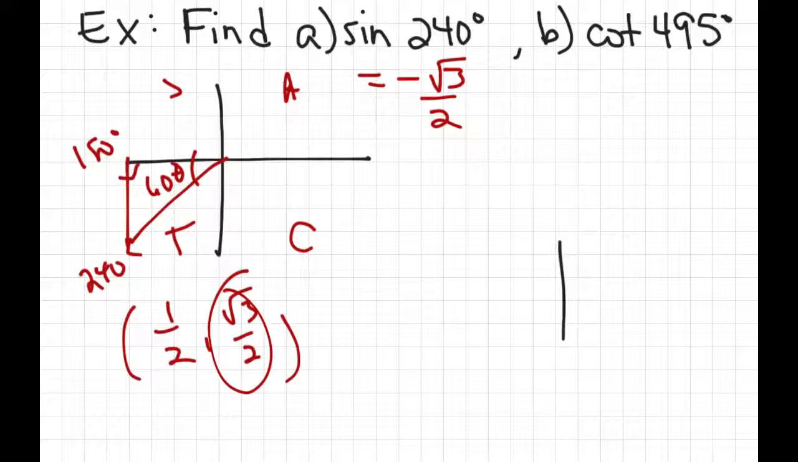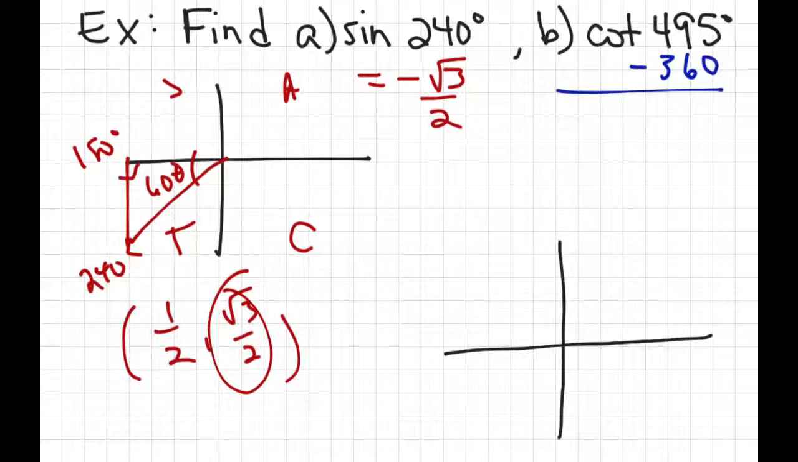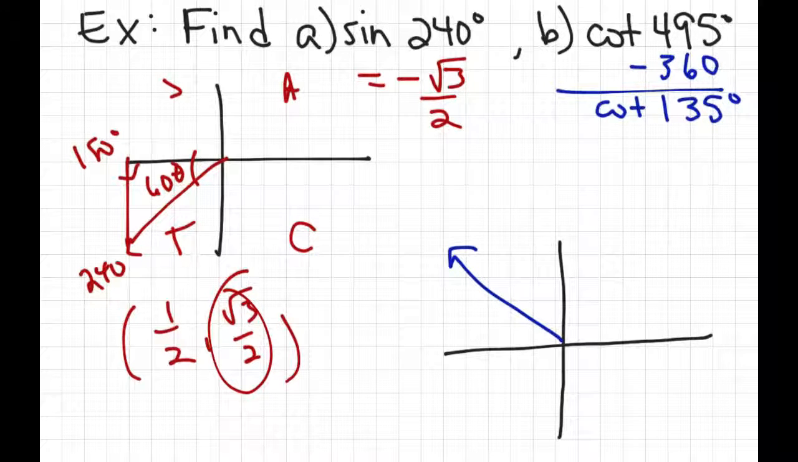Now let's do this again in B. Well, 495 degrees is not between 0 and 360. So I'm going to first find a coterminal angle to make my life a lot easier. So this is going to be the same as the cotangent of 135 degrees. That's much easier to deal with. 135 degrees is in the second quadrant. Here's my triangle. The reference angle is 45.